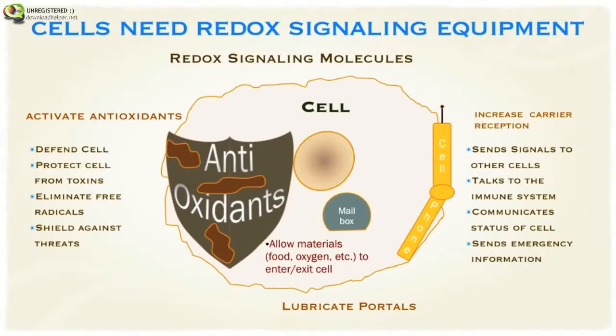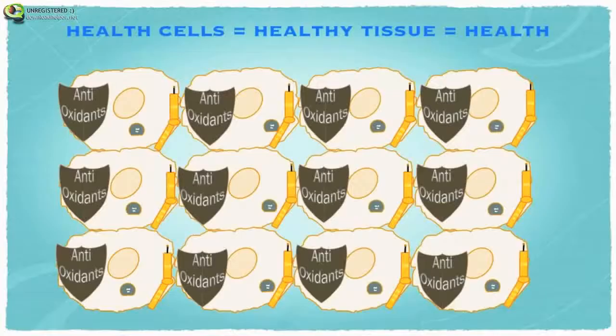So redox signaling molecules activate the effectiveness of our antioxidants and upregulate their production. Redox signaling molecules lubricate these channels of input and output through the cell wall and improve the efficiency of travel of these materials. And redox signaling molecules improve the capacity of the communication systems for cells so that they're working at optimal levels and there's no dropped calls or bad messages. So, healthy cells lead to healthy tissue, which leads to overall health. And so we can extrapolate this to the whole body.